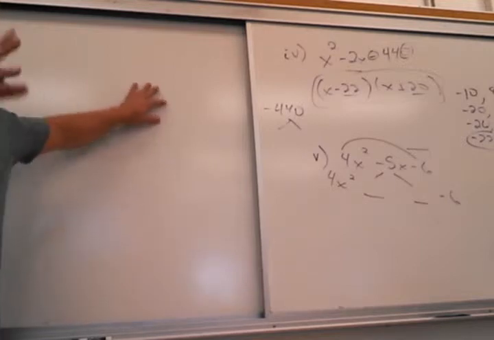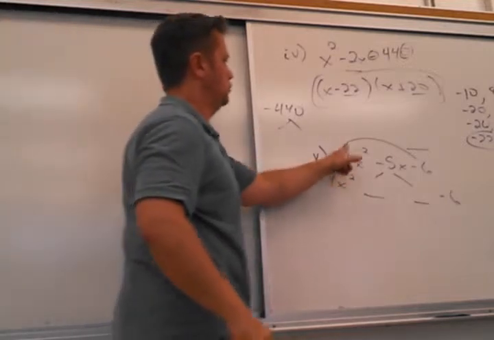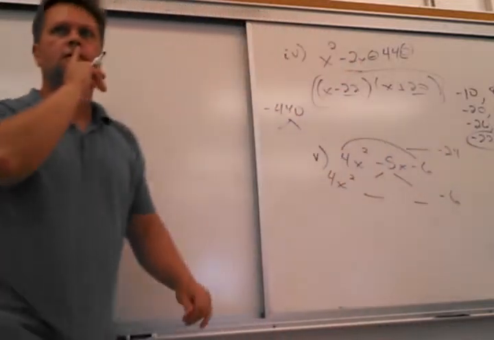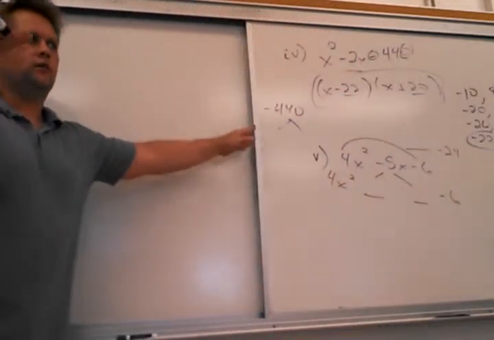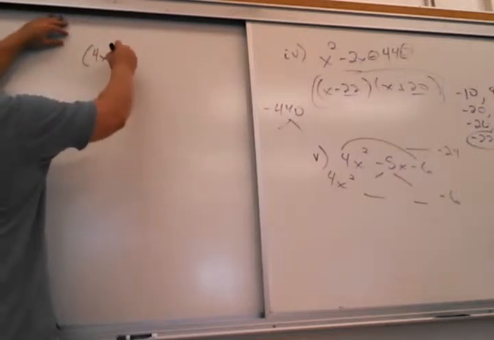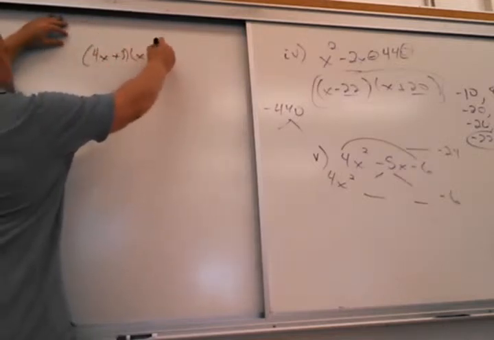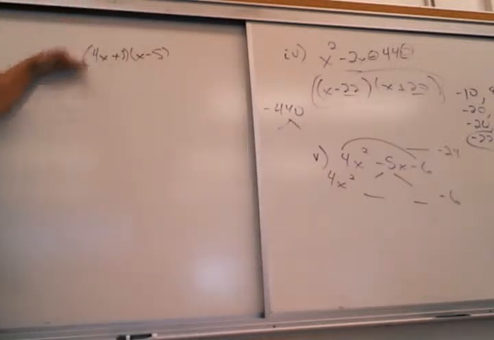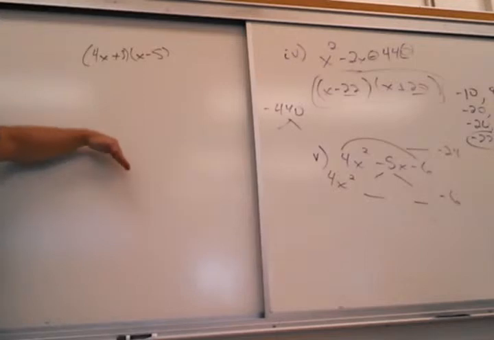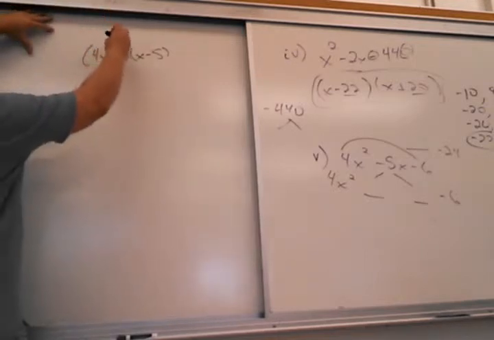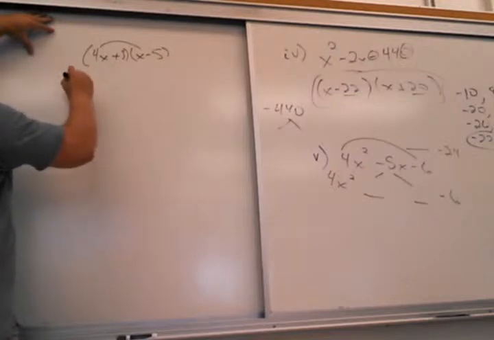Okay. But I want it to make sense why we do this weird 4 times negative 6 is negative 24. I want that to make sense. So, stay with me. What if I had 4x plus 3 times x minus 5? Now, I know that's not the answer there, but it's just an example of going backwards from what I'm doing now. Factoring would be the opposite of what I'm about to do. But help me out. What do I get if I FOIL this out? 4x squared?